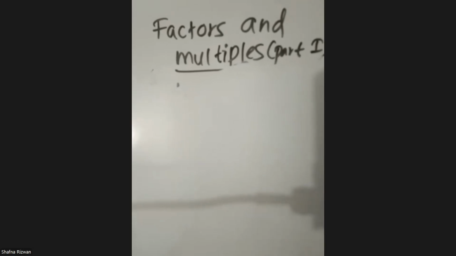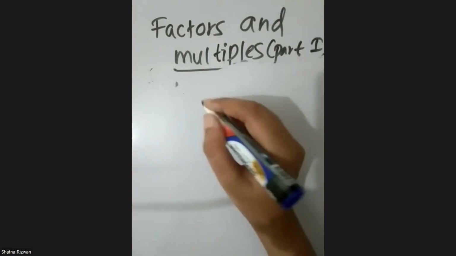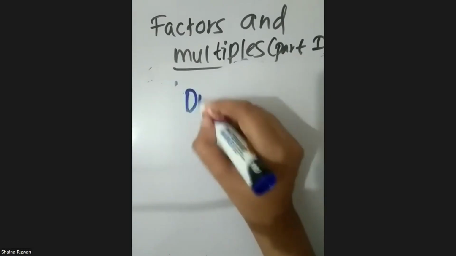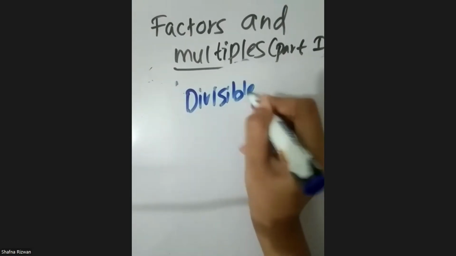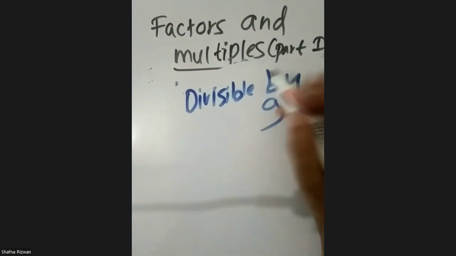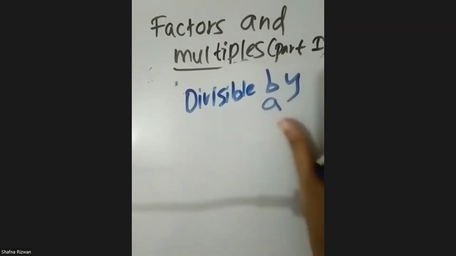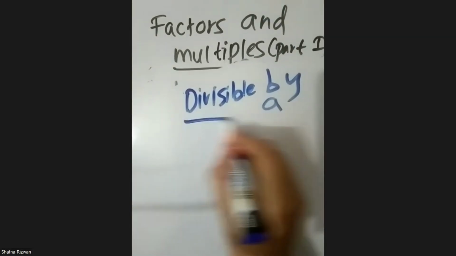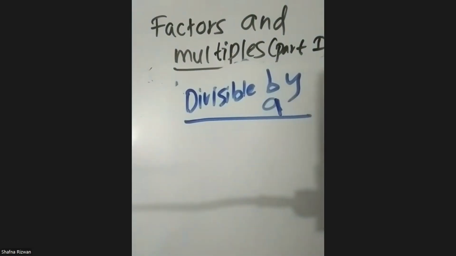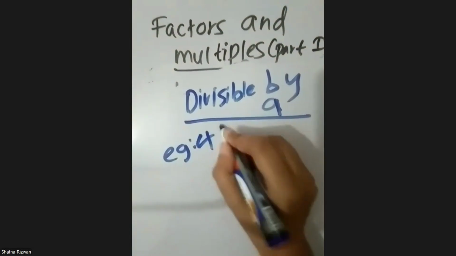Now let's see how to find whether a number is divisible by 9. In grade 7 we are going to study from digital root, and we are starting the divisibility rule from the number 9. So we are going to see whether a number is divisible by 9. For example, I am taking here a number 45.